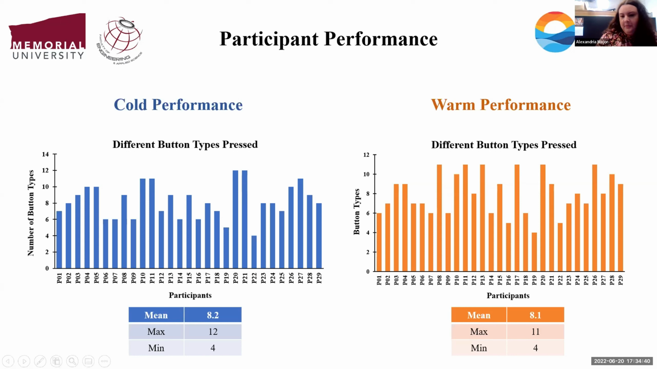In the warm, for example, the maximum number of different buttons found was 11 out of the 12. And for the cold, actually interesting, they found all the buttons.